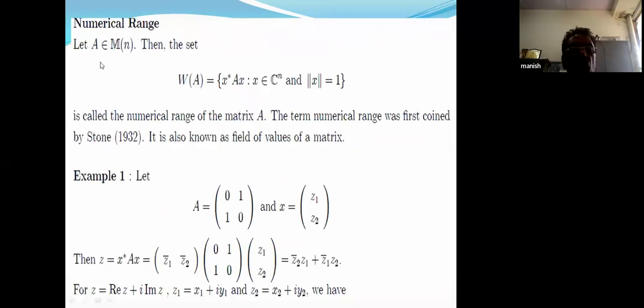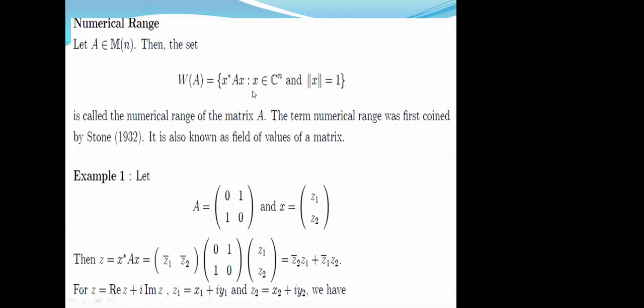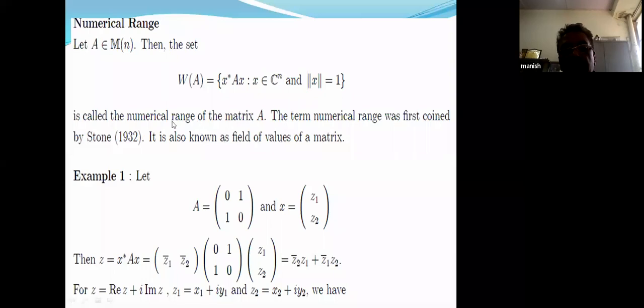Now, the definition of numerical range. This is also known as the field of values of a matrix. First of all, A is any square matrix. Then its numerical range is the set of all x star Ax, where x is a unit vector, that is, its norm is 1. This means x star x is 1. Now, it is slightly lengthy to calculate the numerical range of even very simple matrices. We explain this by this example.